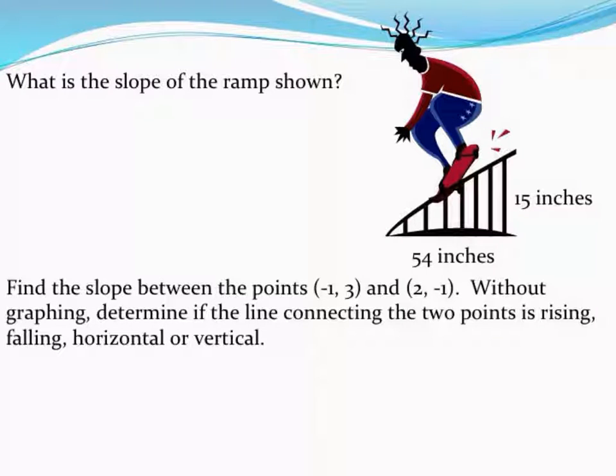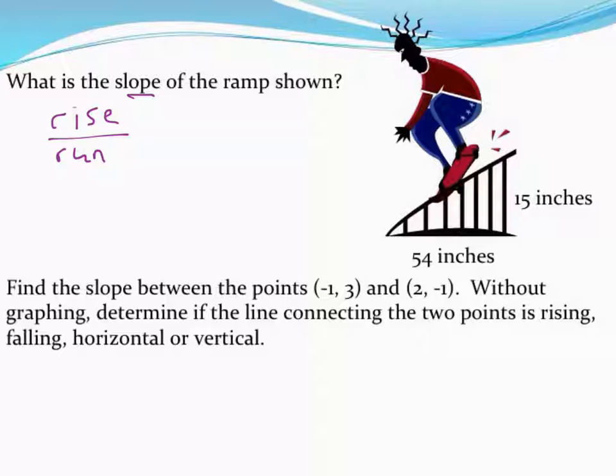Slope is a ratio that we use to determine how steep a line is. It's the ratio of the line's rise, how far vertically the line goes, compared to its run, how far horizontally it goes in that same amount of space, or same distance, I suppose. So first up, let's find the slope of the skateboard ramp.